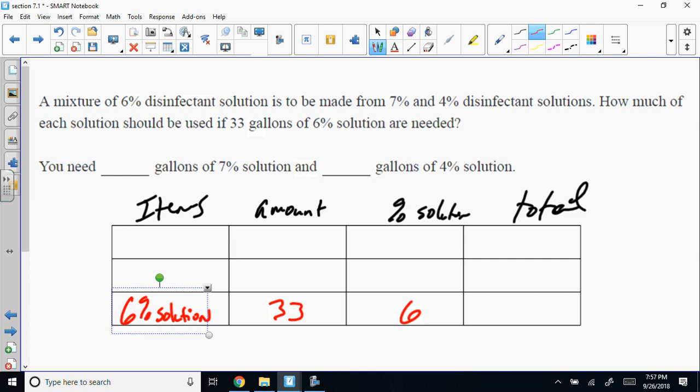Now, the two items that we're using are this. We're using a 7% solution, right? We don't know how much, do we? But we know its percent is what? 7%. Now, the other one is a 4% solution. We don't know how much, do we? But we do know that it's 4%, right? Y'all agree? Would you believe me that you're 85% done with this problem at this point, just by doing that?